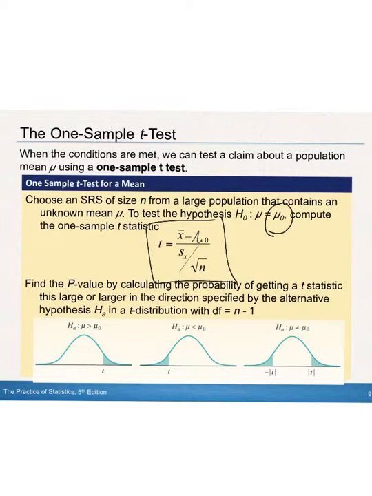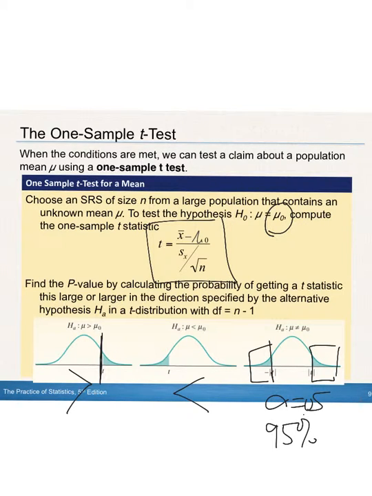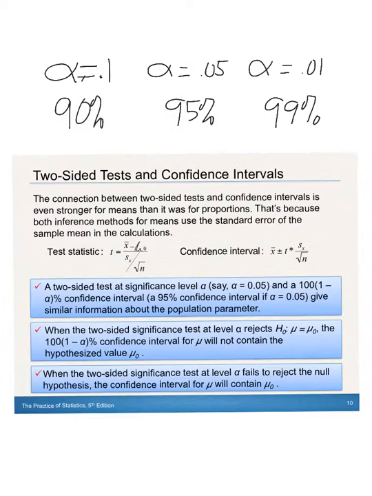And you're going to be looking above if your alternative hypothesis includes greater than. If it includes less than, it's going to look below, and if it's not equal to, you're going to do a two-tailed test, which in this case, if we had an alpha of 0.05, for example, is aligned with a 95% confidence interval.